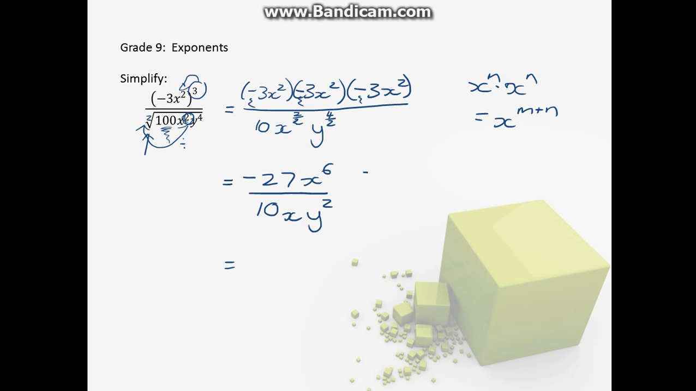In the numerator, I have 6 x's, and in the denominator, I have 1. Now, this 1 x can divide into one of those, and there will be 5 left. So my final answer for this question then is negative 27 x to the power of 5 over 10y squared.